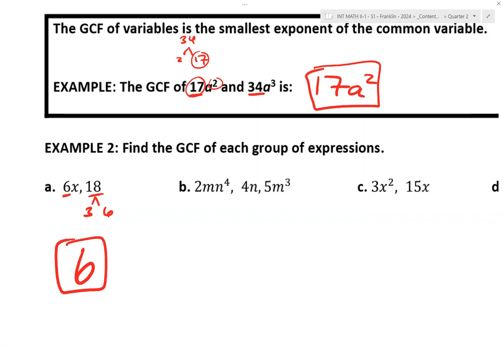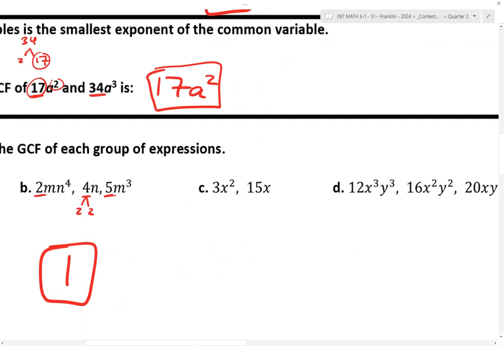Example B. Look at the coefficients first. We have 2, 4, and 5. Well, 2 and 5 are both prime. 4 does break into 2 times 2, but this 5 is the problem there. So our GCF here is just 1. Now we can check the variables. They don't all have m, and they don't all have n, so we can't use either of those. They all have to have the same variable to use it in the GCF.